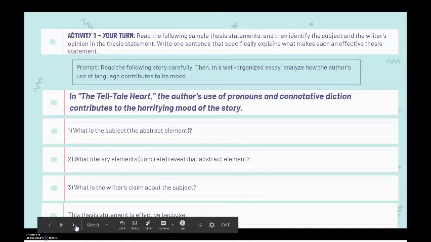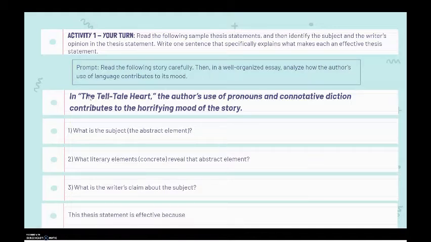Here's another one. So the prompt changed just a little bit. Let's read this one too. Read the following story carefully. Then, in a well-organized essay, analyze how the author's use of language contributes to its mood. In The Telltale Heart, the author's use of pronouns and connotative diction contributes to the horrifying mood of the story.